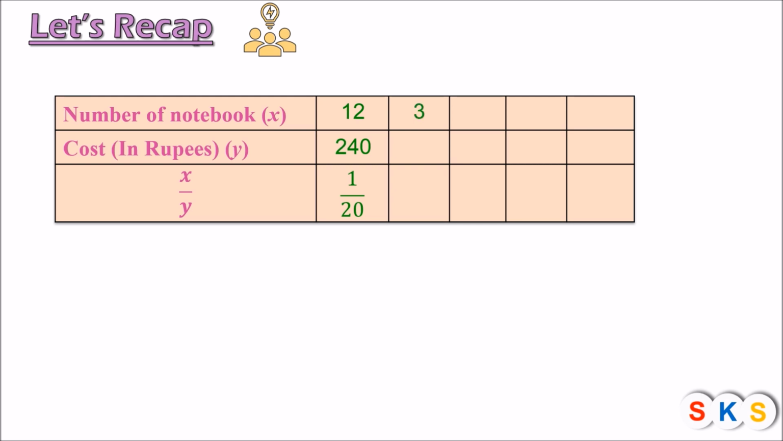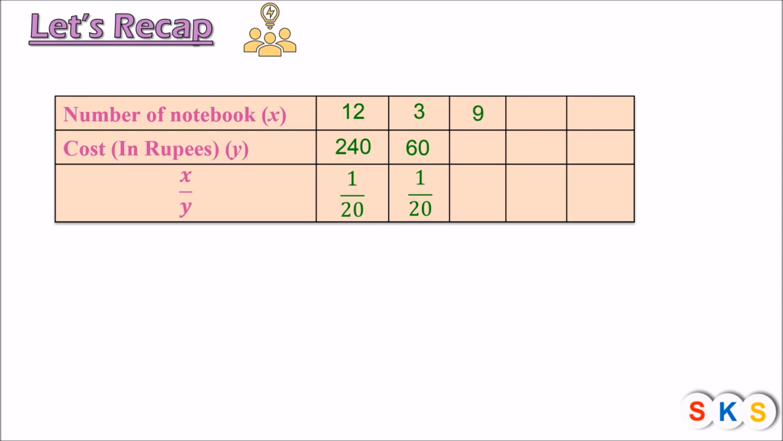Suppose now the number of notebooks is 3. So what would be the cost of 3 notebooks? Now I know the cost of one notebook is 20, so the cost of 3 notebooks will be 3 into 20, that is 60. Now we will find the ratio of 3 and 60, that is 3 upon 60. The simplest form of 3 upon 60 is 1 upon 20.